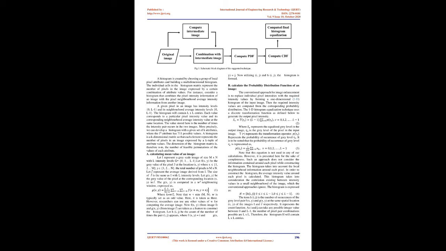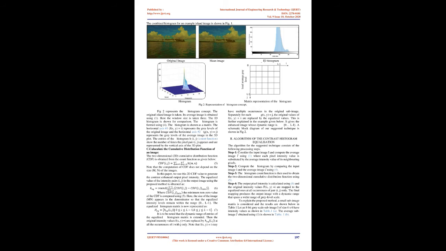A given pixel in an image has intensity levels 0 to L-1, and its neighborhood average intensity levels 0 to L-1. The histogram will contain L×L entries. Each value corresponds to a particular pixel intensity value and its corresponding neighborhood average intensity value at the same location. The value stored here is the number of times the intensity pair occurs in the two images.